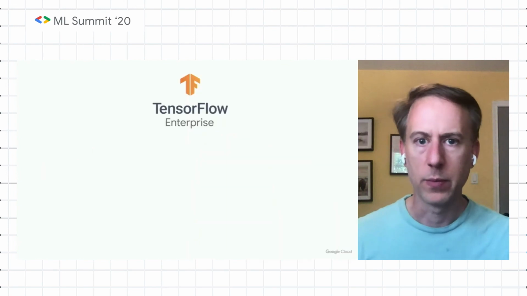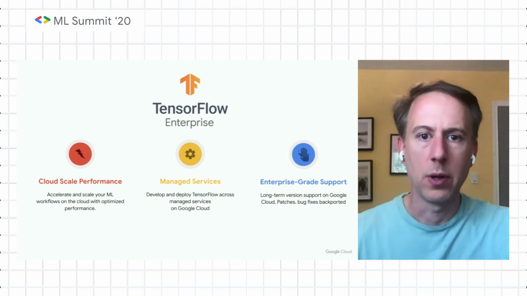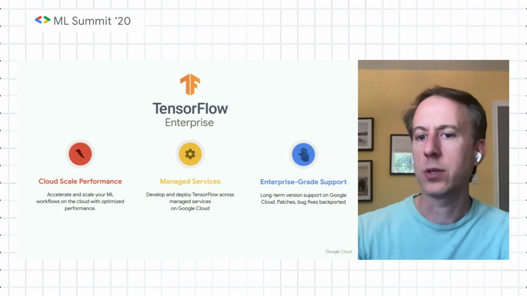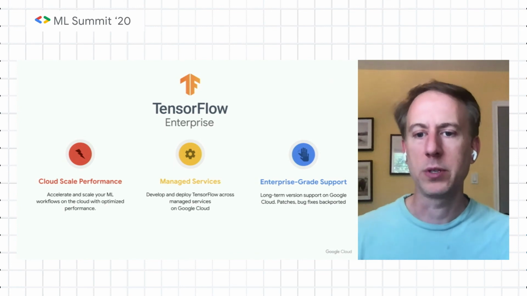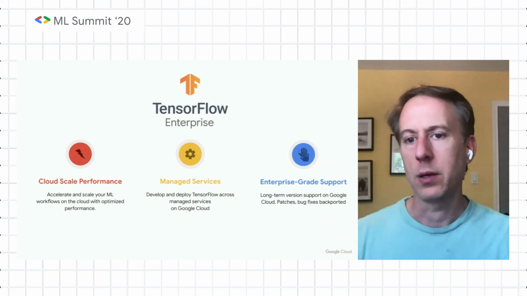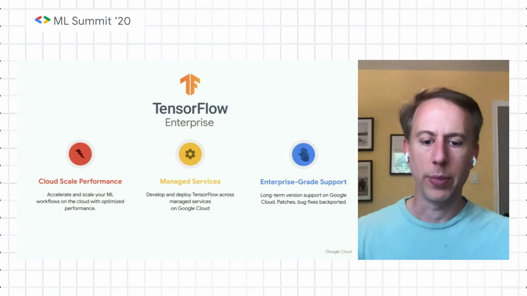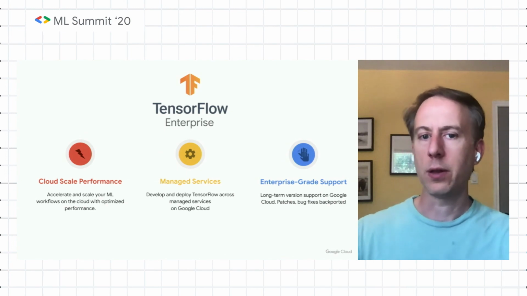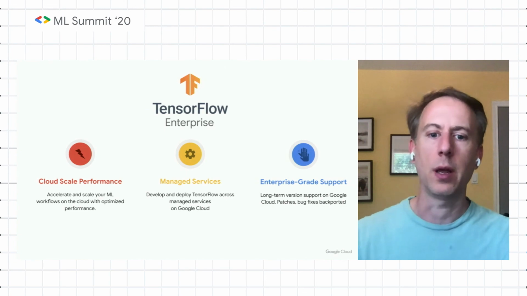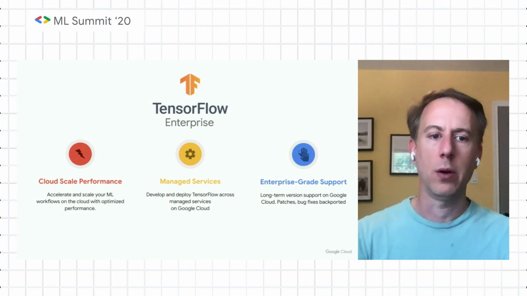Let's start with TensorFlow Enterprise. So what is TensorFlow Enterprise? It's Google's build of TensorFlow that focuses on 3 different capabilities. One is cloud scale performance, which essentially means that we've created performance optimizations in the build of TensorFlow so that you can be assured that it runs quickly and takes advantage of the hardware on Google Cloud. The second piece is managed services, where you can use TensorFlow for training in the cloud, serving in the cloud, notebooks, et cetera, without worrying about deployment and installation and managing servers and that type of thing. So we have a wide variety of different ways you can use TensorFlow on Google Cloud.